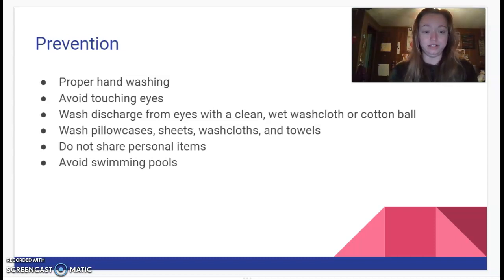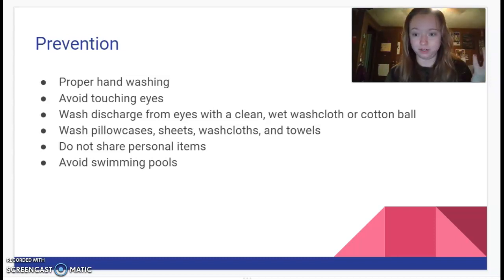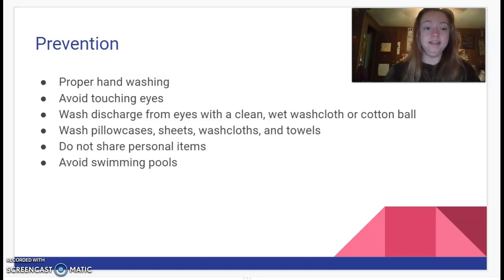It's also important not to share personal items, so that may include makeup or other items that you would use around your eyes. And it's also very important to avoid swimming pools because it is very highly contagious and you don't want to spread the infection to everyone else.